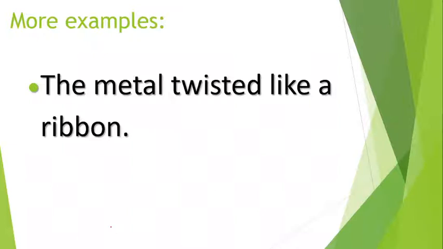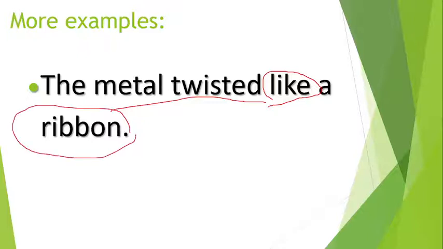Let us have more examples. The metal twisted like a ribbon. Like was used as a keyword. The twisted metal is being compared to a ribbon. Applying the imaginative meaning, it shows how twisted the metal was. Because of it, we are able to picture how twisted the metal was.